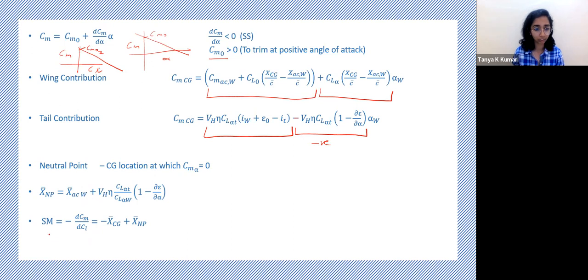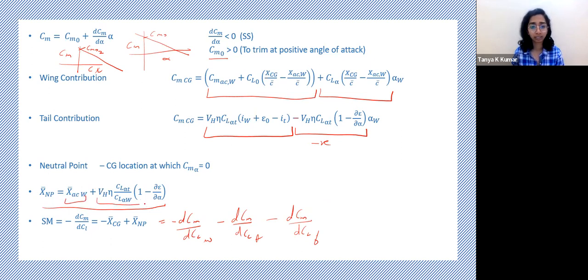we know that the static margin is minus dCm upon dCl. Now, if you go on adding this, it's minus dCm by dCl per wing, minus dCm by dCl per tail, minus dCm by dCl per fuselage, and so on and so forth. Simplifying that expression will give you this. We had done a couple of problems on this. This term comes from the dCm by dCl of the wing, and this is the dCm by dCl of the tail. You can see that from here. So we saw the static margin.